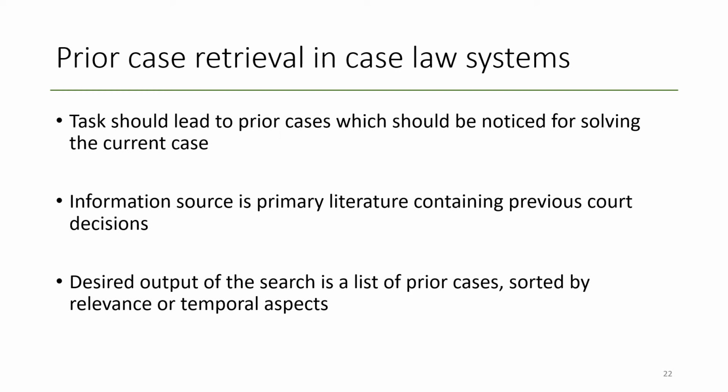And the desired output of the search is a list of prior cases, which should be sorted by relevance or also temporal aspects. Because, like, if the decision is very old, maybe it's not relevant anymore. So the newer the decision is, the more relevant it is. There are also some aspects which need to be considered, like hierarchical aspects, like from which court does the decision come? Is it from a high Supreme Court or just a local court? And some courts overrule the other ones' decisions.